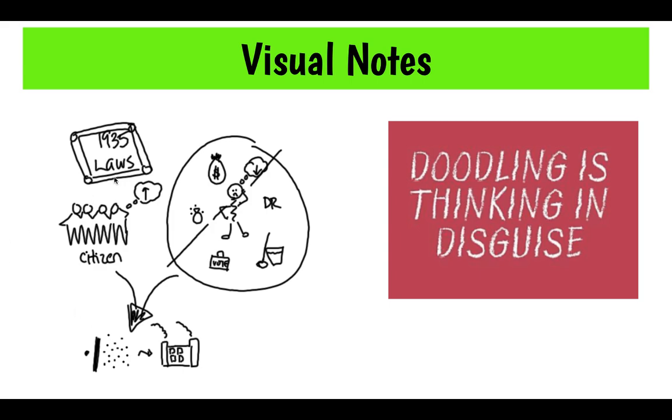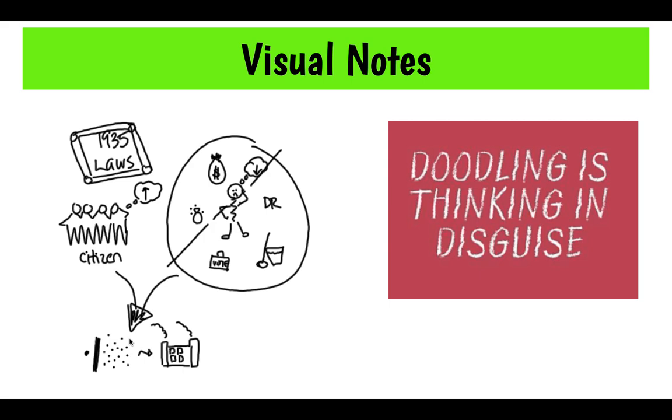Here is an example of visual notes. You can see how certain people here are drawn, how other things are represented by images. And so if you have a set code of images, you can draw these, make these doodles, and it all means the same thing as words.